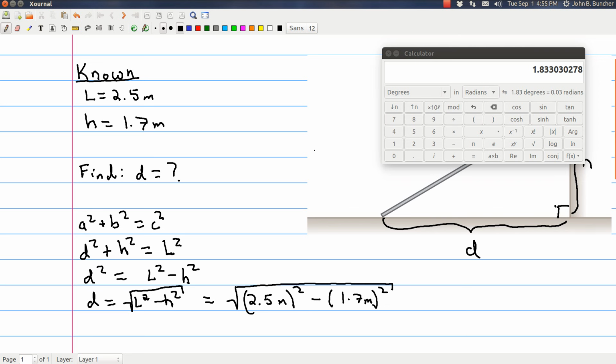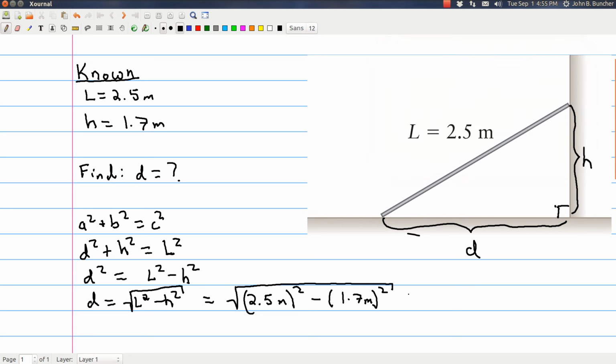So if we were dealing with significant figures, since all we had was the 2.5 and the 1.7, we have 2 significant figures. So we go to 1.8 meters. So that's how we get our answer for this problem.